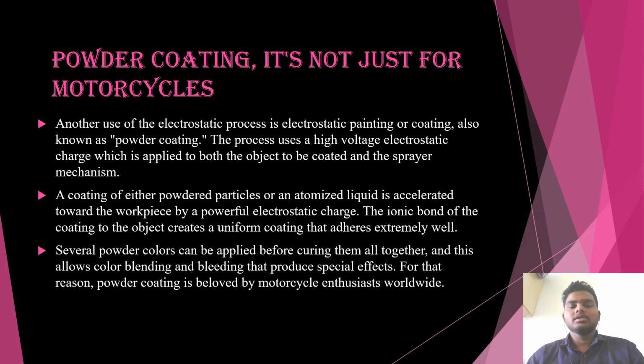Powder coating, it's not just for motorcycles. Another use of electrostatic process is electrostatic painting or coating, also known as powder coating. This process uses a high voltage electrostatic charge which is applied to both the object to be coated and the spraying mechanism. A coating of either powder particles or an atomized liquid is accelerated towards the workpiece by a powerful electrostatic charge. The ionic bond.